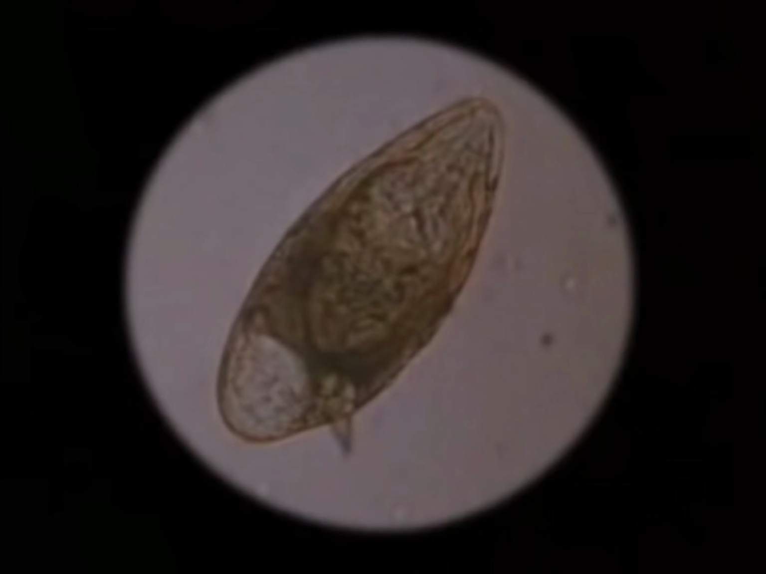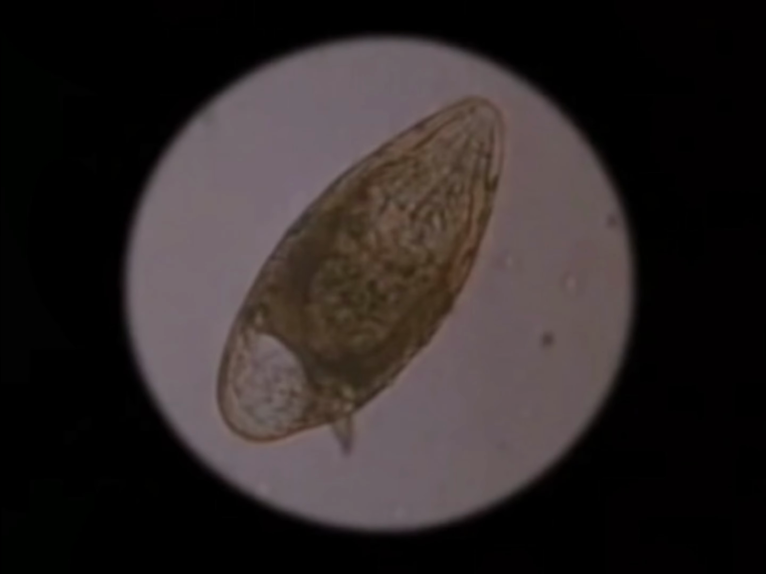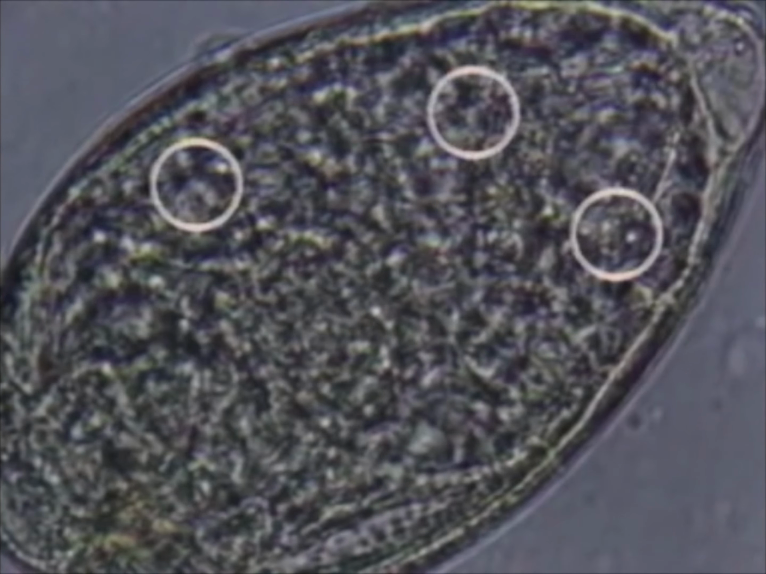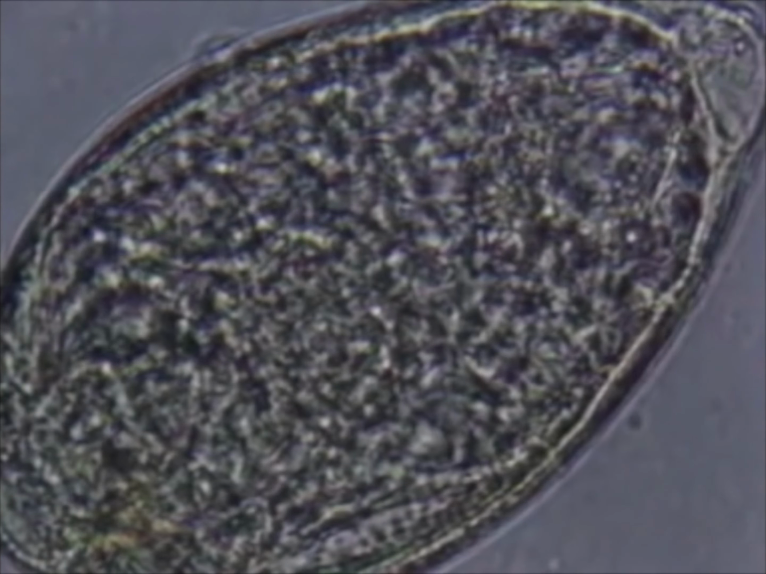When passed in the feces, each egg contains a fully formed miracidium, whose surface is covered with hundreds of cilia. The miracidium also possesses two pairs of flame cells, which can be recognized by their flickering movement. They form part of the simple excretory system, and their activity shows that the organism is alive.